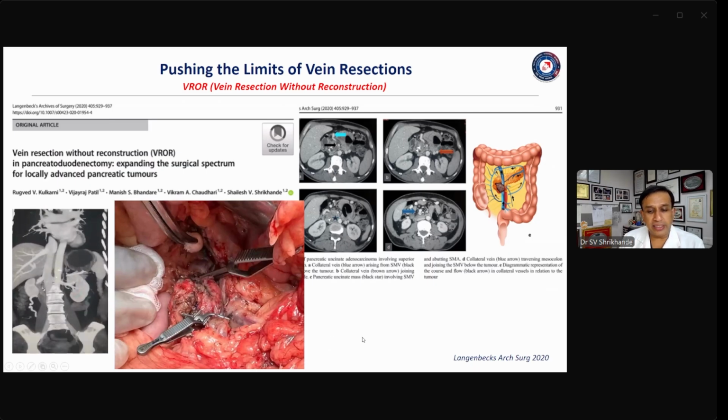So you can see that we have a situation where the vein was involved. We did not have a good vein to reconstruct, but we had good collaterals taking the blood back to the liver.